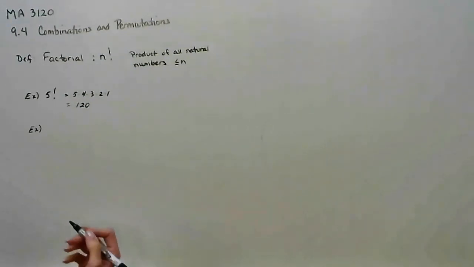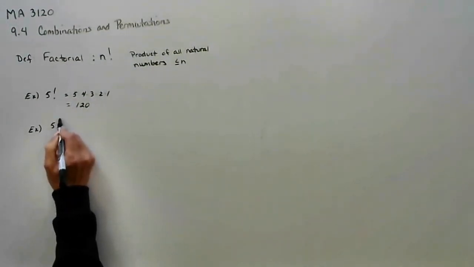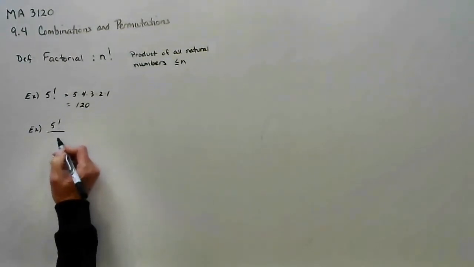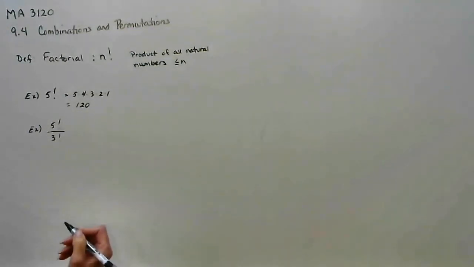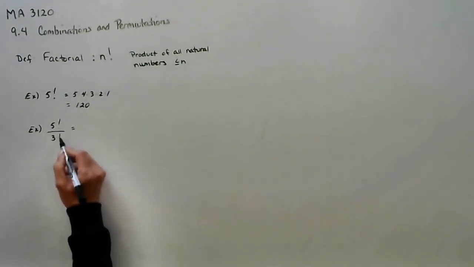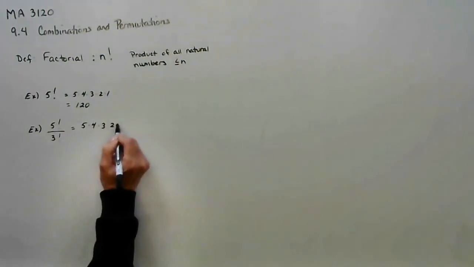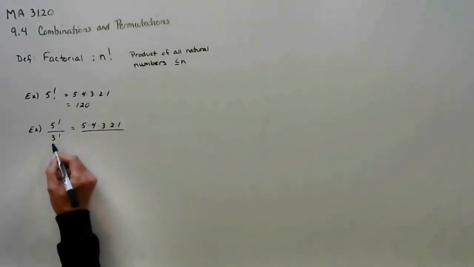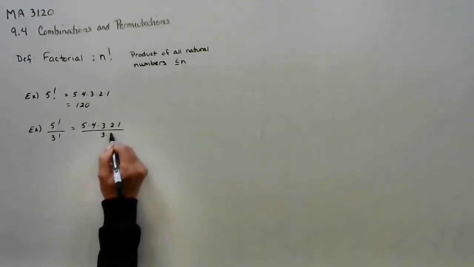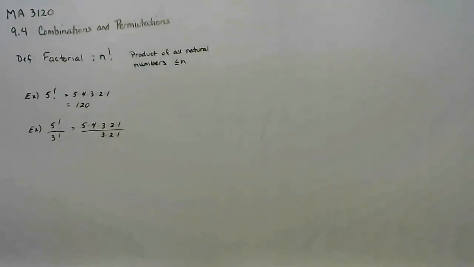Now let's say I ask you to simplify 5 factorial divided by 3 factorial. Well, we need to expand it. So this first time I'm going to expand the whole thing out, and then we'll take a look at some other shortcut ways of doing some of the expansion. So by definition, this would be 5 times all the natural numbers less than 5, divided by 3 times all the natural numbers less than 3. So I always try to line them up underneath each other because then I can start reducing.